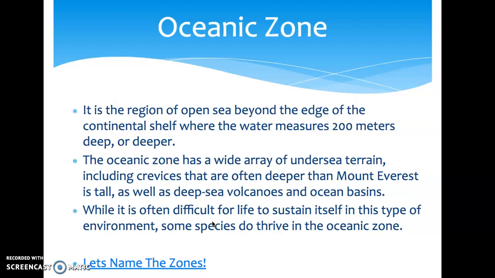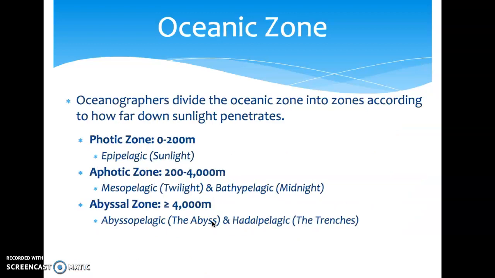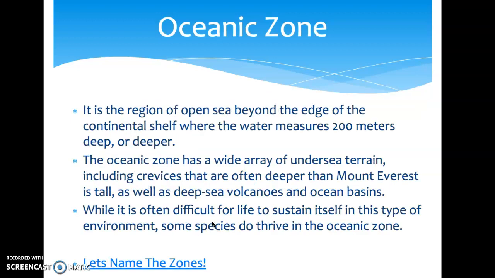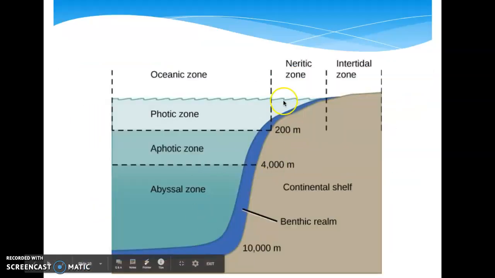While it is often difficult for life to sustain itself in this type of environment, some species do thrive in the oceanic zone. We actually have lots of species that survive in this zone. Oceanographers divide the oceanic zone into zones according to how far down sunlight penetrates. So while we have this huge oceanic zone from here down, we divide it into three separate parts.